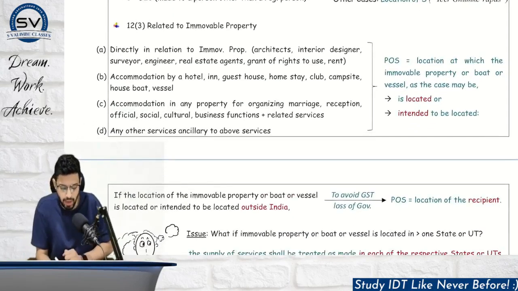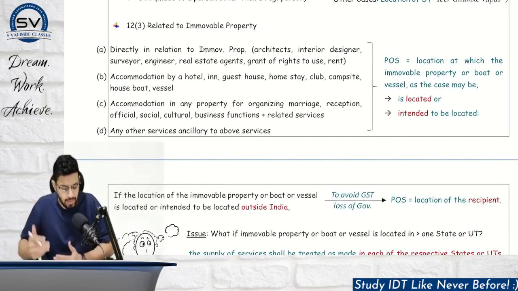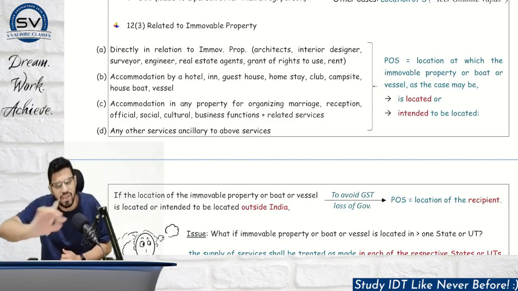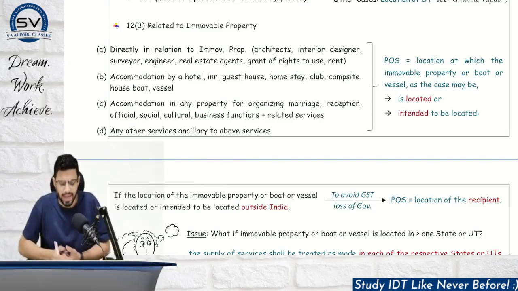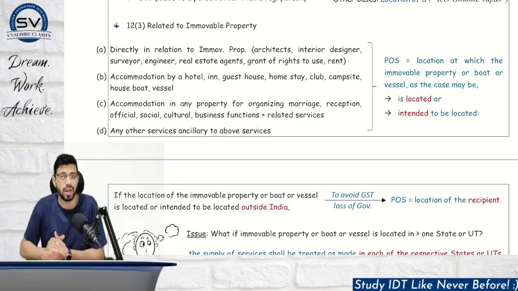Yes, section number 12, subsection 3. Now we are starting with the specific cases. Okay, specific case number 1 related to immovable property. Now, any service associated with immovable property, it can be giving the property on rent, it can be architecture service, it can be interior designing, it can be building or construction of immovable property, it can be decoration, painting, renovation, anything which is associated with immovable property.